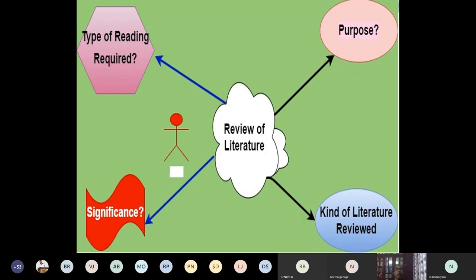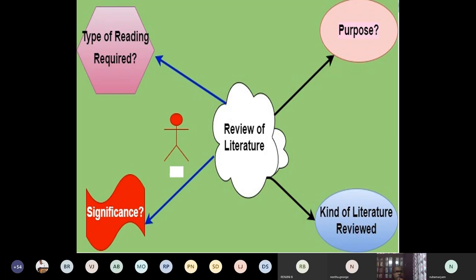I would like to tell you what is the purpose of review of literature. What type of reading is required? What kind of literature is to be reviewed by you? The basic purpose of review of literature is to identify the results gap. And in detail, what are the purposes, I will tell you during the progress of this presentation.